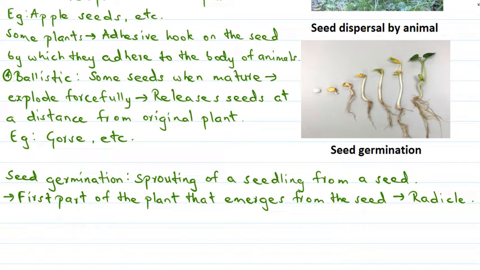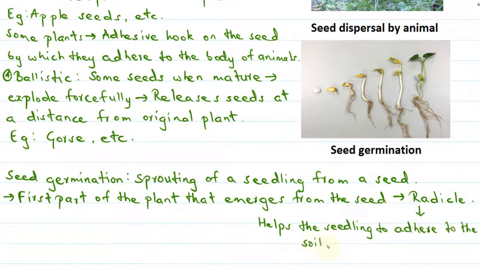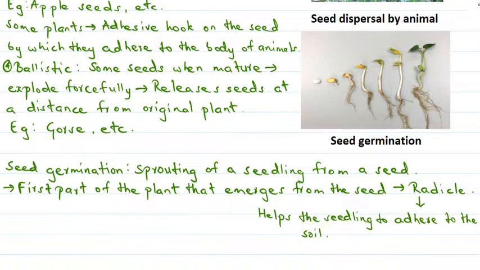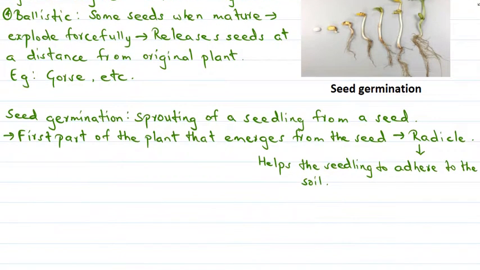So what does radicle do? It helps the seedling to adhere to the soil. So what is the function of radicle? It helps the seedling to adhere to the soil. Okay, so this is the function that radicle performs.